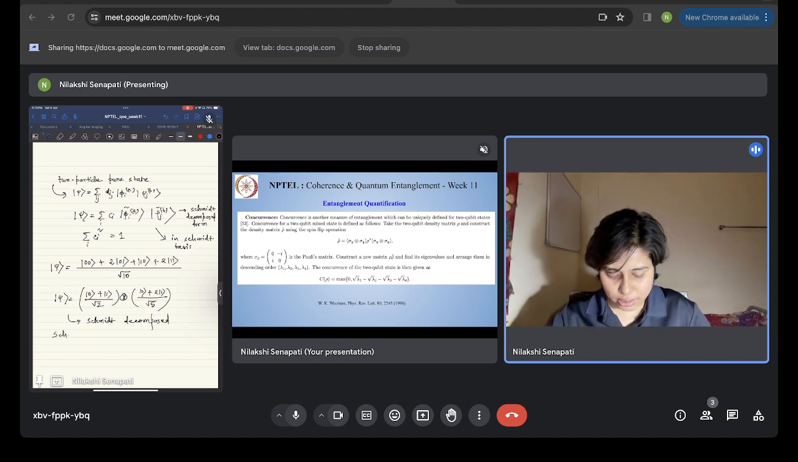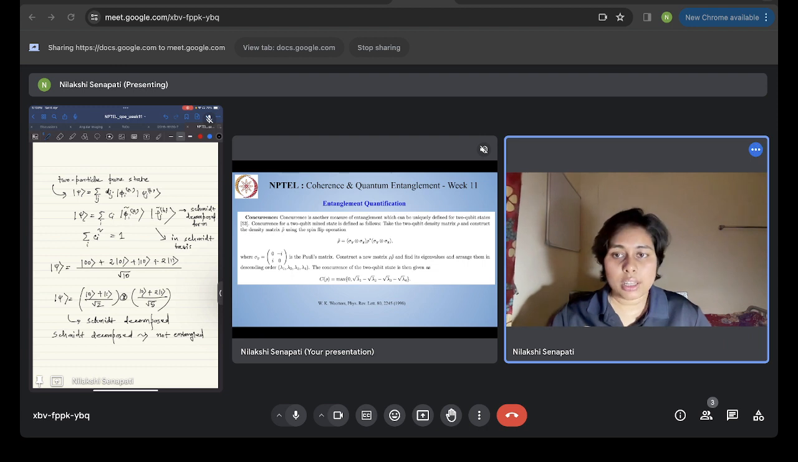Let me summarize the story to you. Schmidt decomposed means not entangled. Since the Schmidt decomposed form has only one term, we see that the state is separable. If the Schmidt decomposition is not possible, that means if we cannot write it in the tensor product form, then it is inseparable. Hence we can see that there will be entanglement. For this case, what I have shown clearly shows that since the Schmidt decomposed form contains only one term, the state is separable, and hence the entanglement of the state is 0.